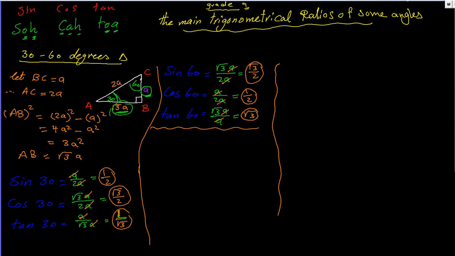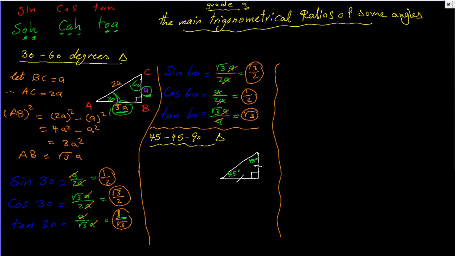What about the 45, 45, 90 triangle? Okay, let's do it. It's an isosceles right angle triangle. It's a right angle triangle with two equal sides. Then its two acute angles are 45 and the second one is 45 degrees.